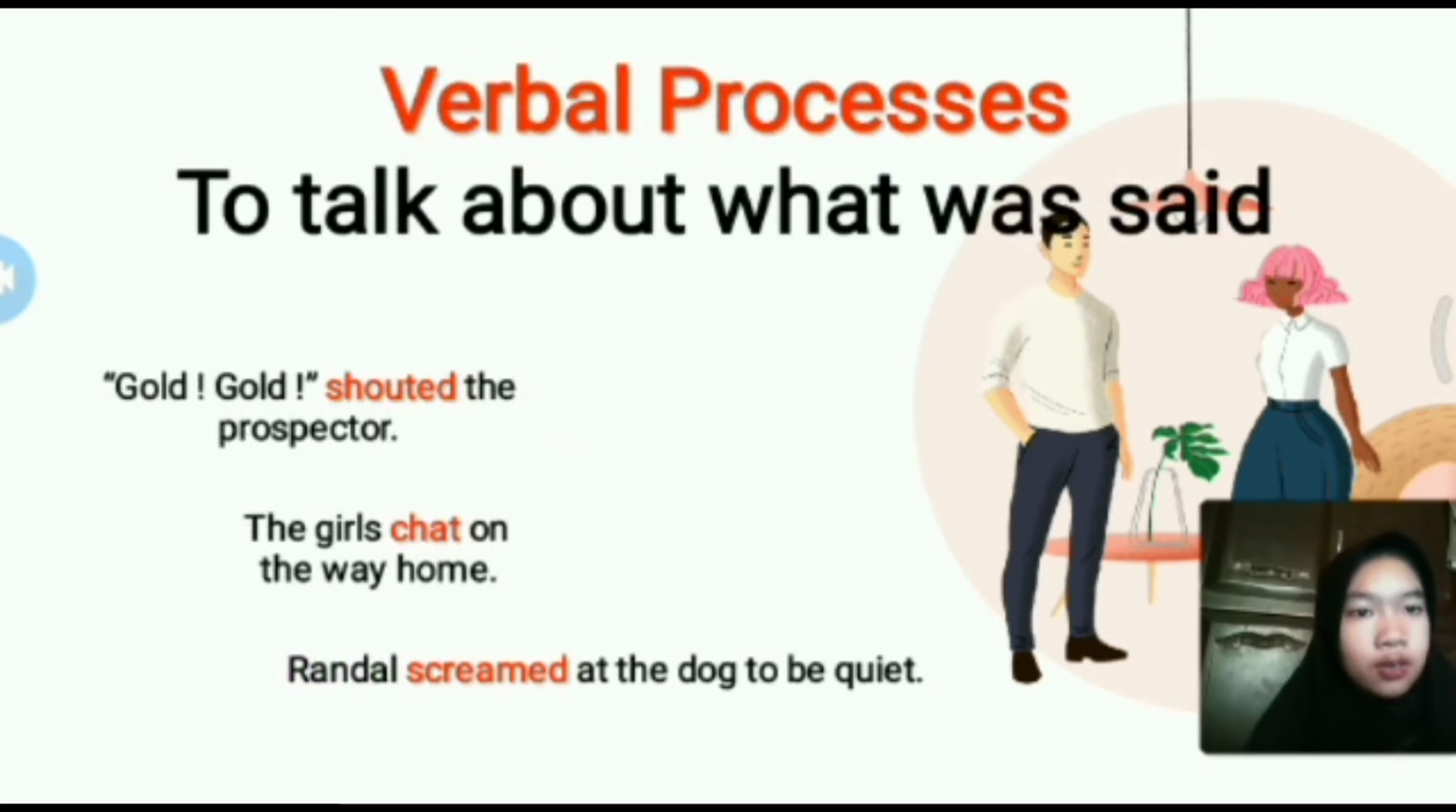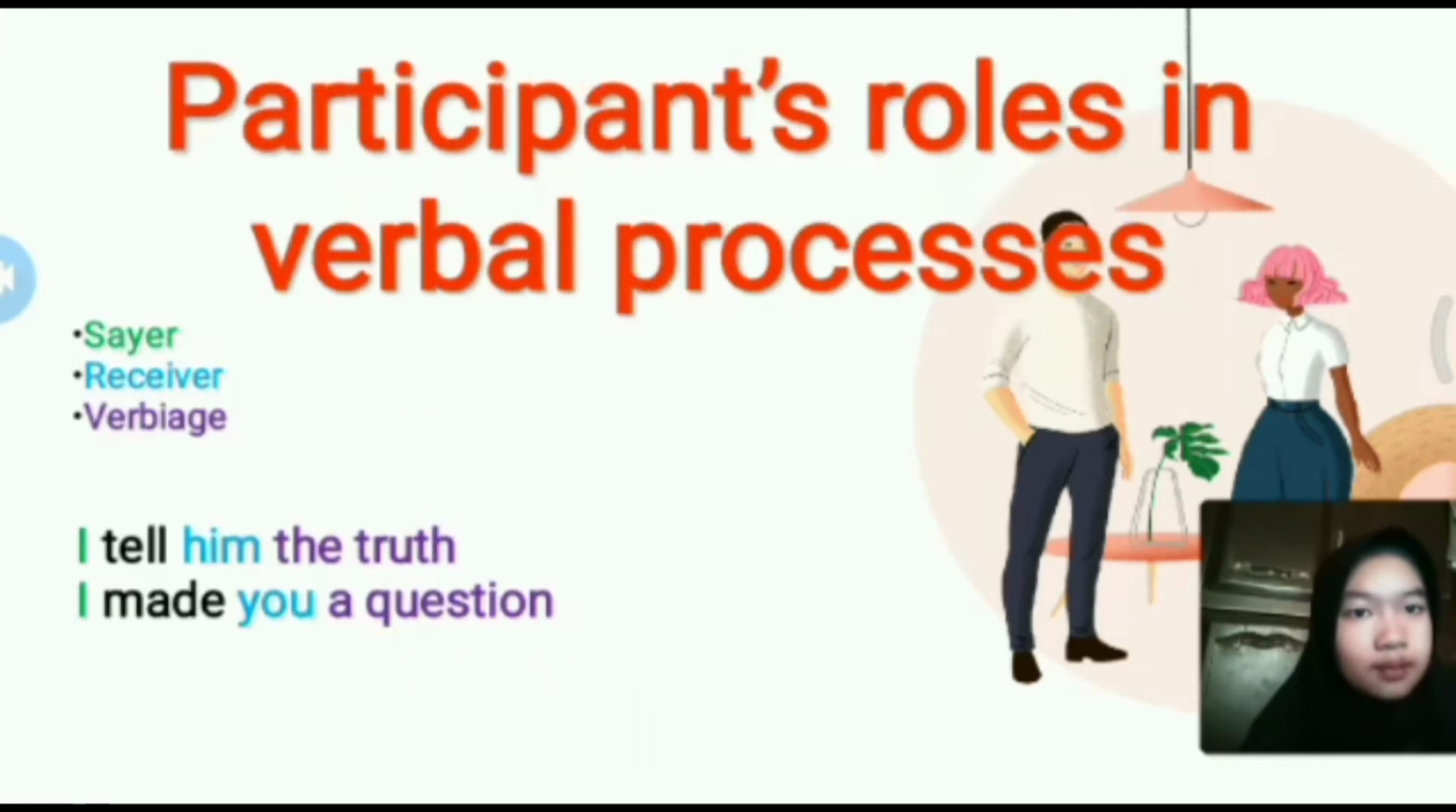Verbal processes talk about what was said. For example, "Gold, gold," shouted the prospector. The girls chat on the way home. Rhonda screamed at the dog to be quiet. Participants' roles in verbal processes: we have sayer, receiver, and verbiage. I tell him the truth. I ask you questions. You can determine it by the color. So just come to the next slide.